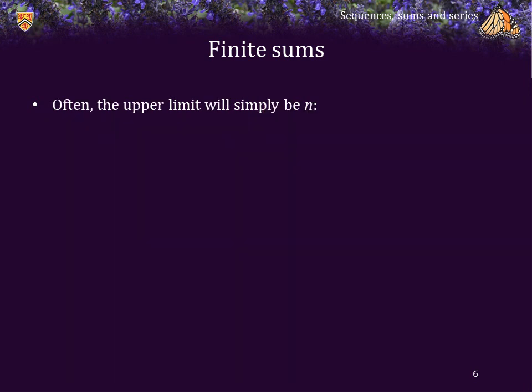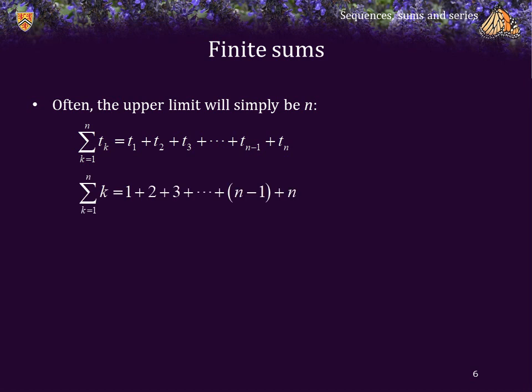Now, very often in this course, the upper limit is just going to be an unknown positive integer n. So therefore, this sum going from k equals 1 to n simply sums the values t sub 1 all the way up to t sub n. If I was to sum k going from 1 to n, then this would just be the sum we see on the right-hand side, which of course we can't really, well, perhaps we can, determine until we actually have a fixed value of n.